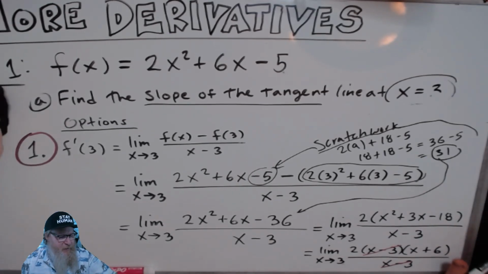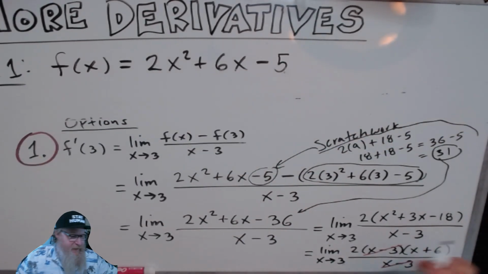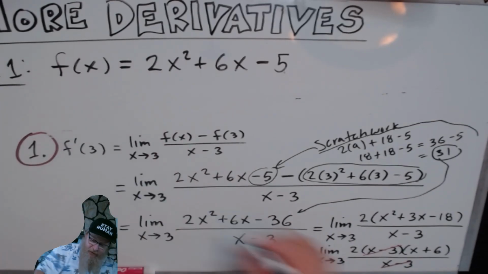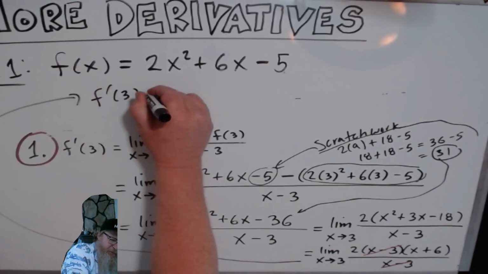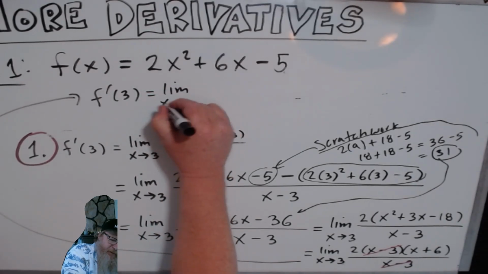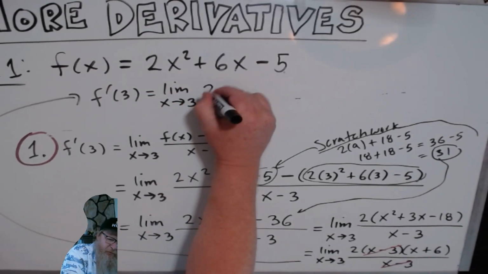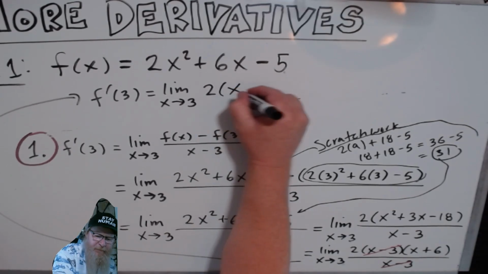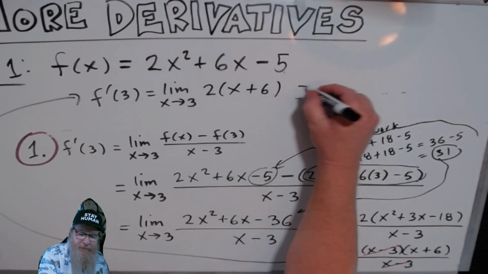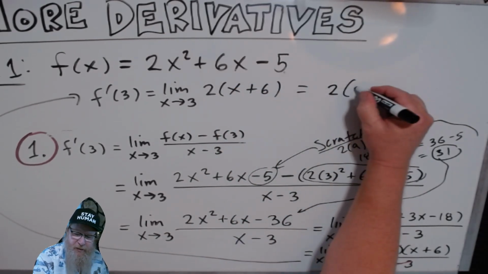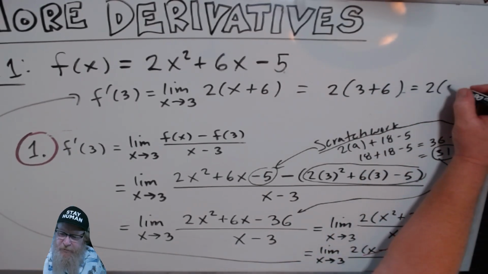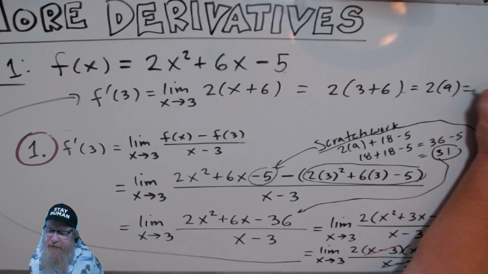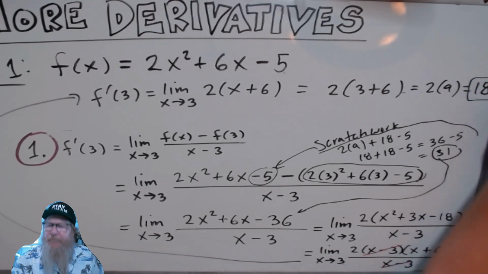Okay, so the slope of the tangent line is, I'm just going to come around here and write my answer. f prime of 3 is the limit as x approaches 3 of 2 times (x plus 6), which is equal to 2 times (3 plus 6), which is equal to 2 times 9, which is 18.